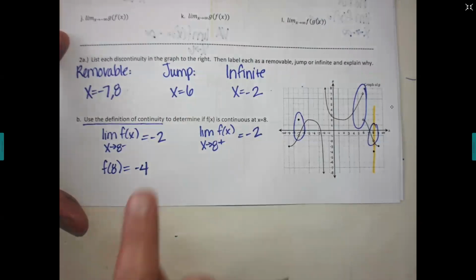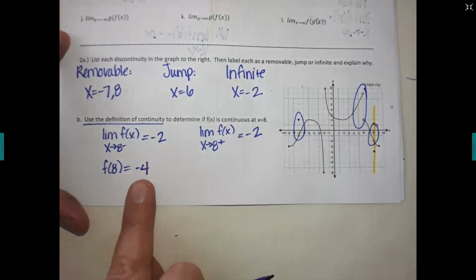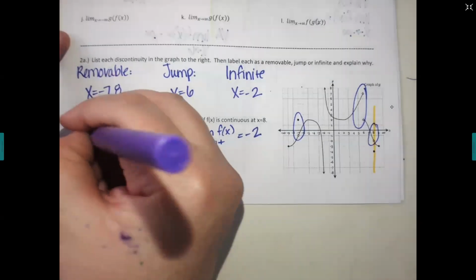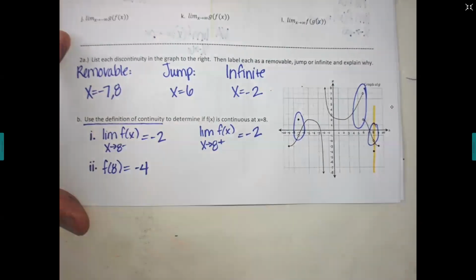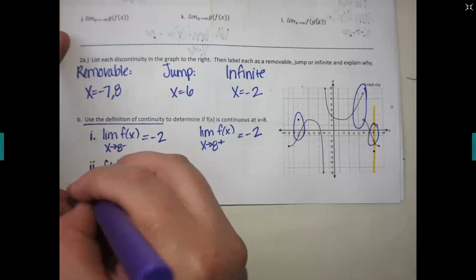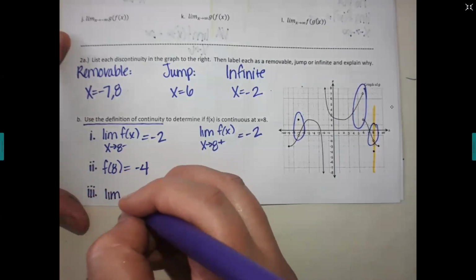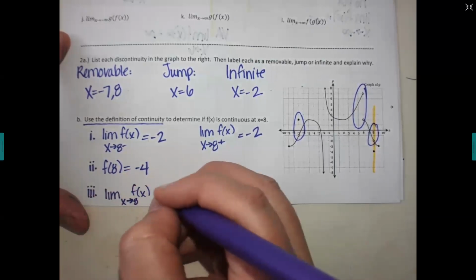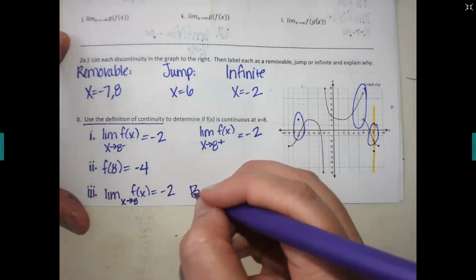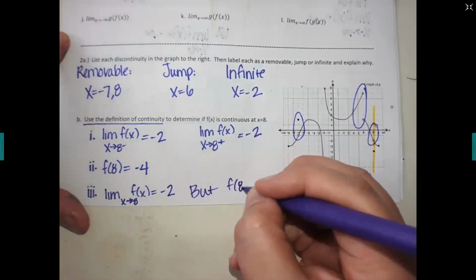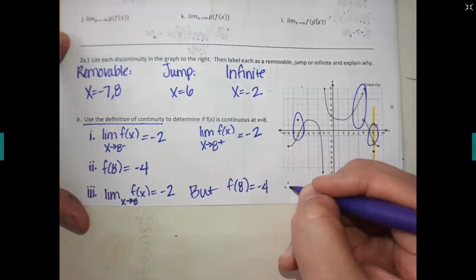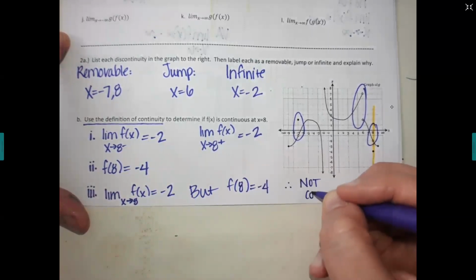The third step is that the limit and the y value had to equal each other. What did my limit equal? But my y value equaled -4, then I would say it is not continuous. So let's write that third step. If you don't put the Roman numerals, that's fine. I put them there just to organize my work, but that's up to you. You would say that my limit as x approached 8 came out to be -2, but my y value came out to be -4. Therefore, not continuous.